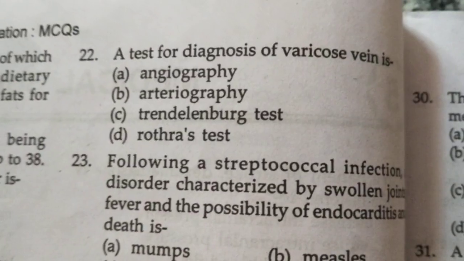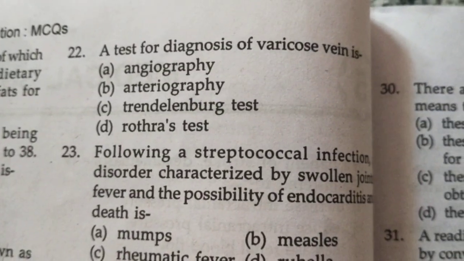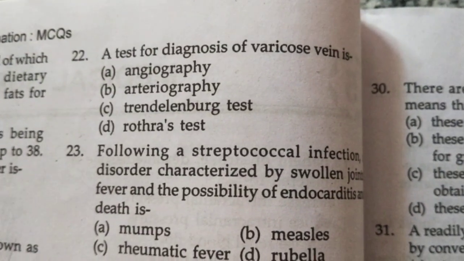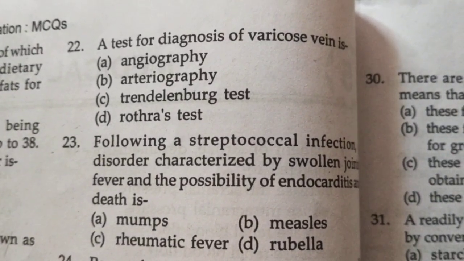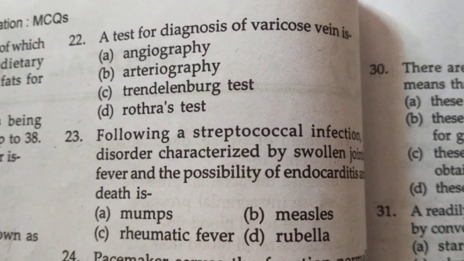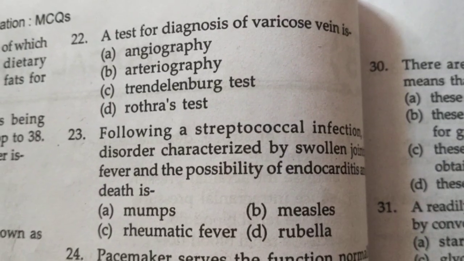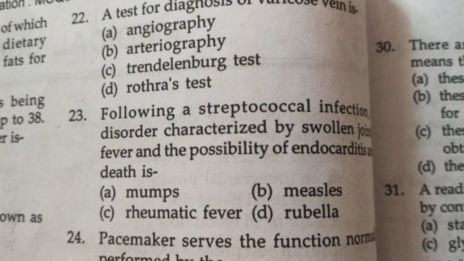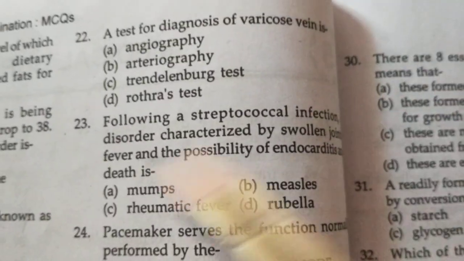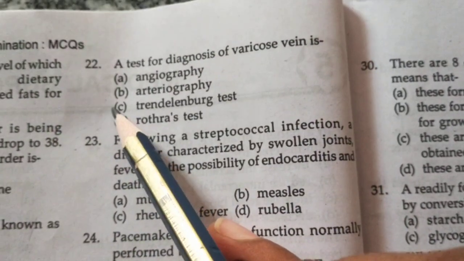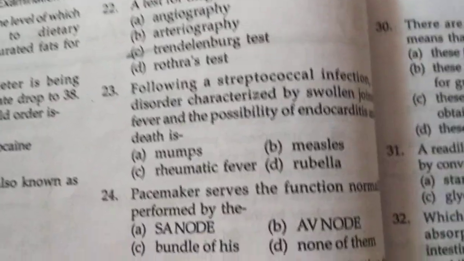Next, 22nd question. A test for diagnosis of varicose vein is option A, angiography. Option B, arteriography. Option C, Trendelenburg test. Option D, Perthes test. Option C is the right answer, Trendelenburg test. Varicose veins means we will do the Trendelenburg test.